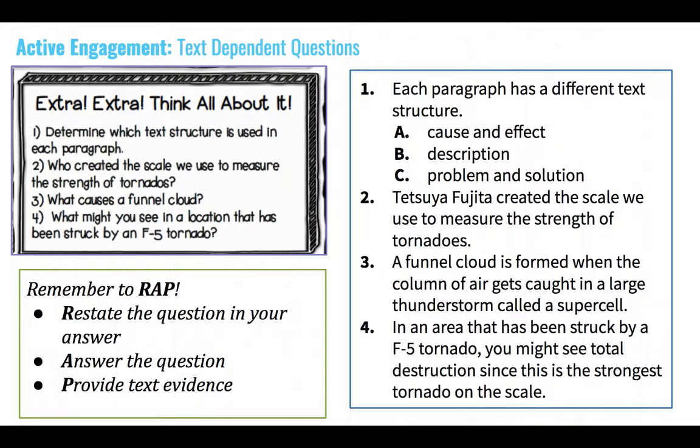Tetsuya Fujita created the scale we use to measure the strength of tornadoes. Question 3, a funnel cloud is formed when the column of air gets caught in a large thunderstorm called a supercell. Question 4, in an area that has been struck by an F5 tornado, you might see total destruction since this is the strongest tornado on the scale.